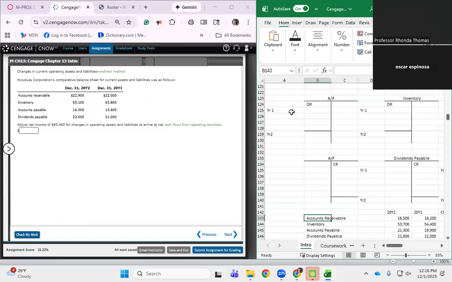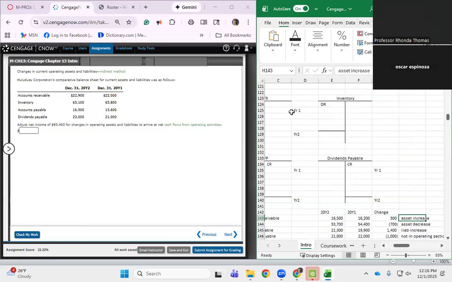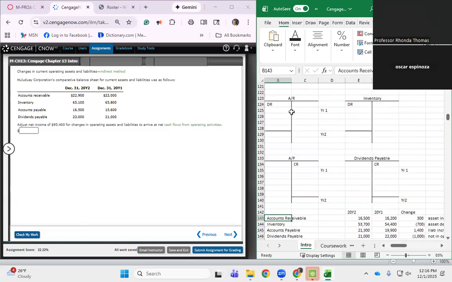Okay, here's what I would recommend. Start off with the ability to compare what's going on. So what do we have here? We have accounts receivable, we have inventory, we have accounts payable. Current assets are the first two, then current liability, and then we'll talk about dividends payable here in just a minute.